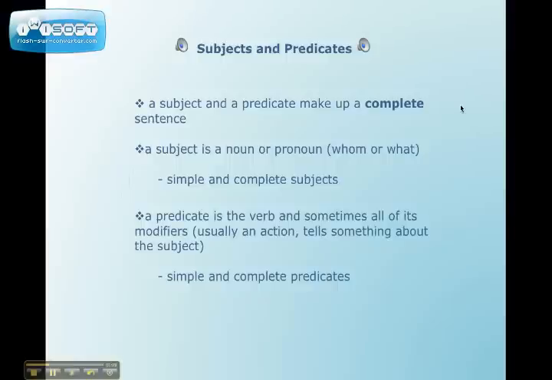Then we have a predicate is the verb and sometimes all of its modifiers, and the reason I use sometimes is also because of the simple and complete predicates, which I will get to later. And the verb is usually an action and it tells something about the subject. So remember that a subject is whom or what, and then the predicate tells something about that subject. That is the whom or what.